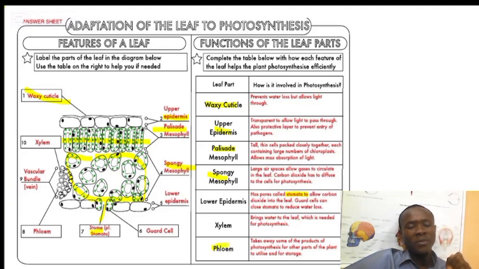And we have the phloem, the one that transports the manufactured food. So after the process of photosynthesis, glucose will be produced. That glucose will be transported from the leaf to other parts of the plant, either where it is being used or where it will be stored. Because we don't want this food to accumulate in the leaf up to the extent that it can affect the process of photosynthesis. So immediately this food is produced, it is transported either to where it is being used or where it is being stored.